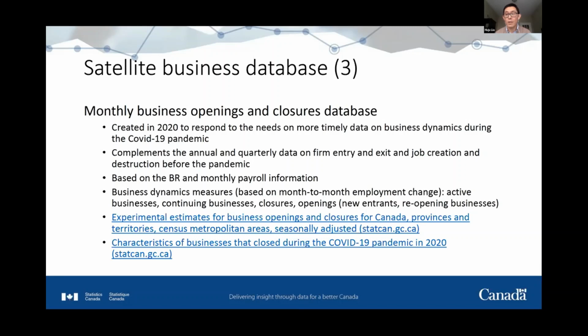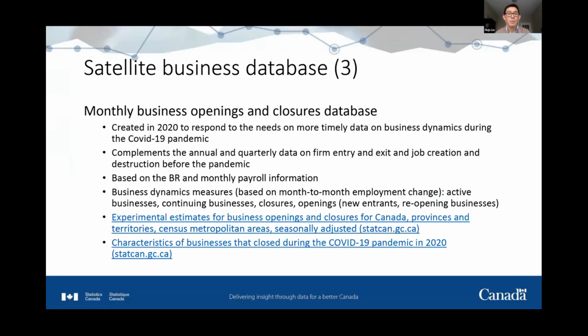This is based on the BR and also the monthly payroll information. Essentially, we look at the change in month-to-month employment. Using that month-to-month employment change, we can define a business opening or closing. For example, an opening business is a business that has employment this month, but not the previous month. Of course, this can be a completely new entrant, right? Or an existing business that is just reopening from month to month.